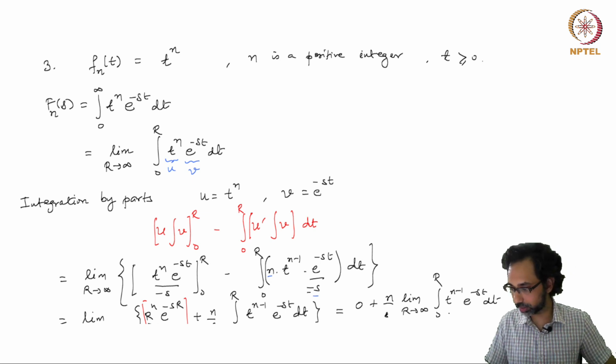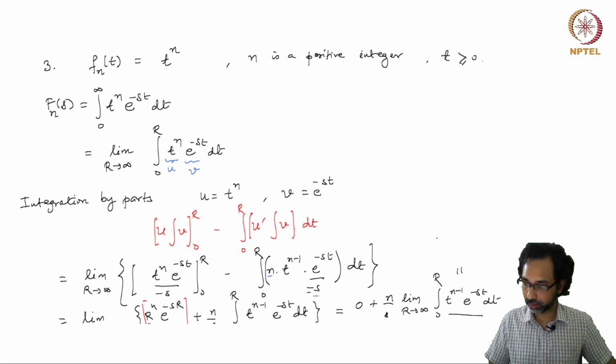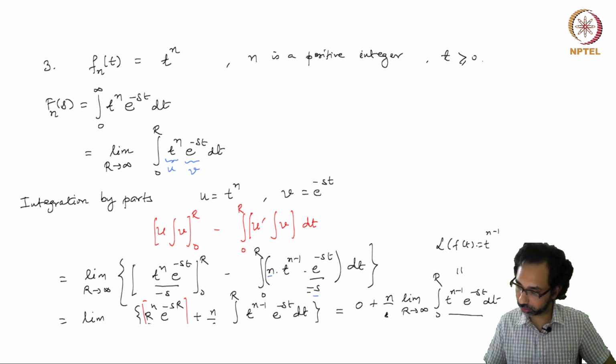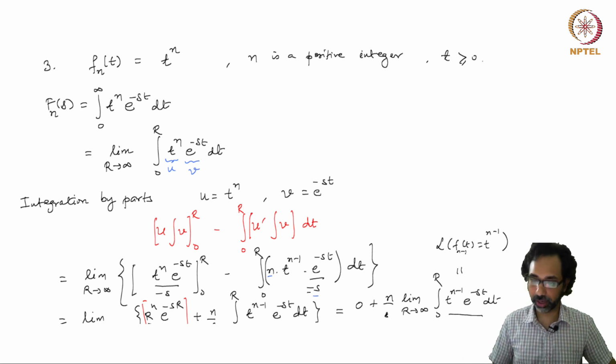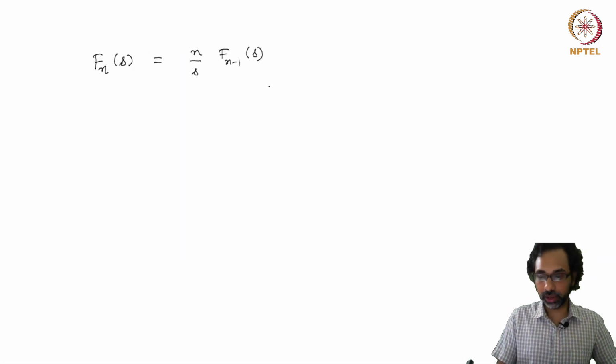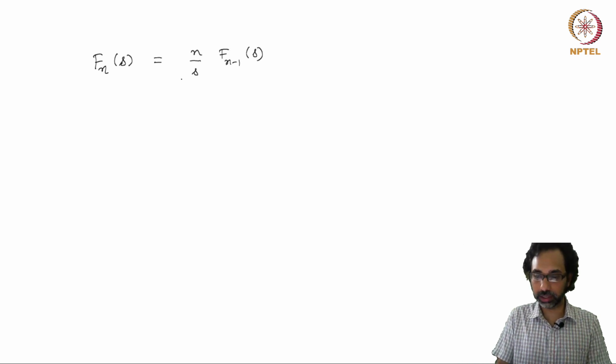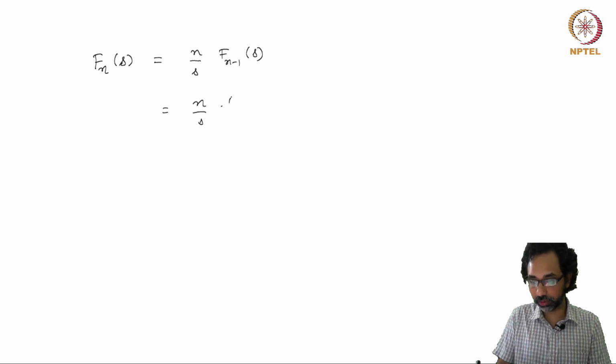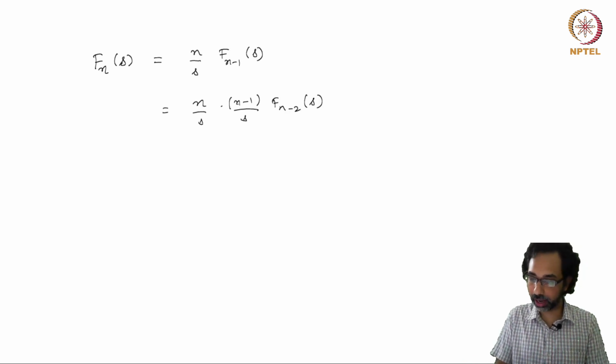because note that this is the Laplace transform of ft, which is t to the power n minus 1 e to the minus st, so this is the Laplace transform of fn minus 1. Okay. Now we have this recurrence relation: fn of s is n over s times fn minus 1 of s. So we can keep substituting for various values of n, and we get again n minus 1 over s fn minus 2 of s.